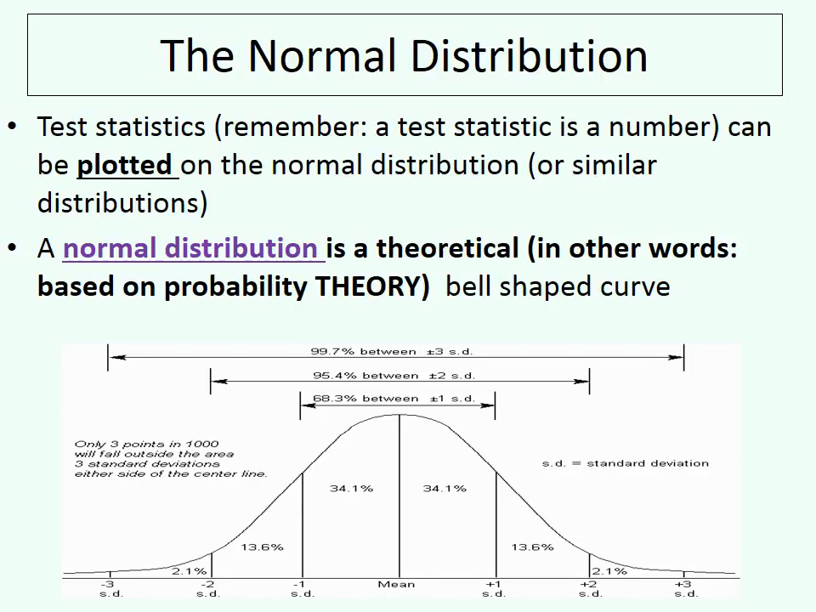A normal distribution is a theoretical, or in other words, based on probability theory, bell-shaped curve. The normal distribution is sometimes called the normal curve or the bell curve. This is because of the bell-like shape that results when data that conform to the normal distribution are plotted on a graph. This is demonstrated in the picture on the slide. Notice that the curve is concentrated in the center and then decreases in a symmetrical fashion on either side. Because of this symmetrical shape, probabilities about the likelihood of finding a value on a test statistic can be calculated.